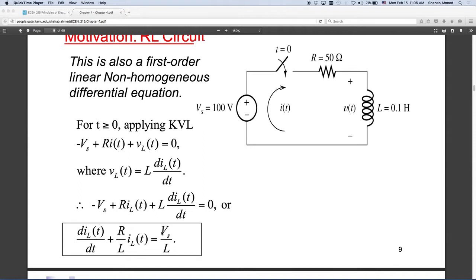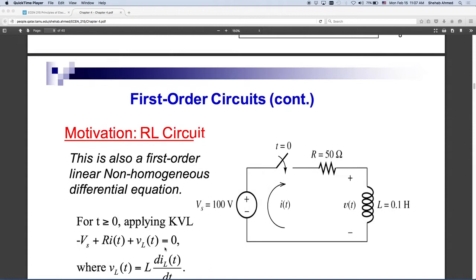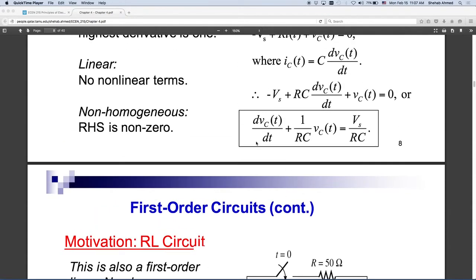So in one of the equations for the RC circuit, the parameter in front of the differential is 1. To solve for the current, the parameter that we multiply the current by is R over L, and then the constant is Vs over L. For the capacitor, same format, but the constants are different. This is 1 over RC, and this is Vs over RC.